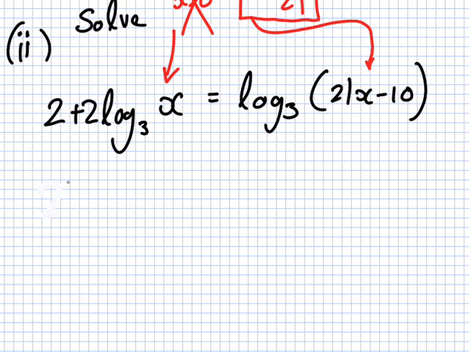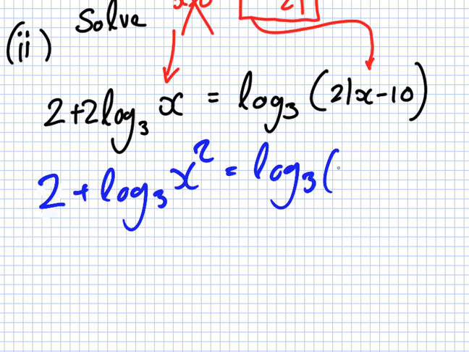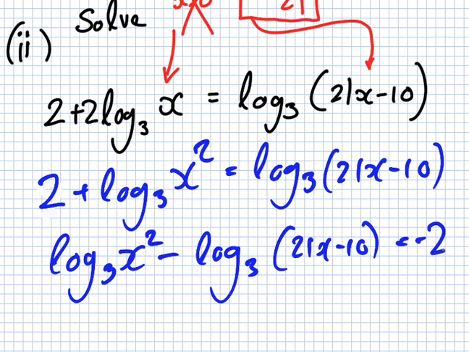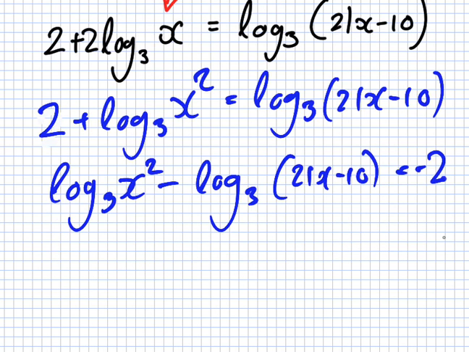Okay, so we have in blue 2 plus log 3x squared equals log 3 21x minus 10. Then you get log 3x squared minus log 3 21x minus 10 equals minus 2. Does this feel familiar? And then I multiply both sides by minus 1. Does it seem familiar? Yeah, in fact, I'm doing the exact same thing I did in the last part.